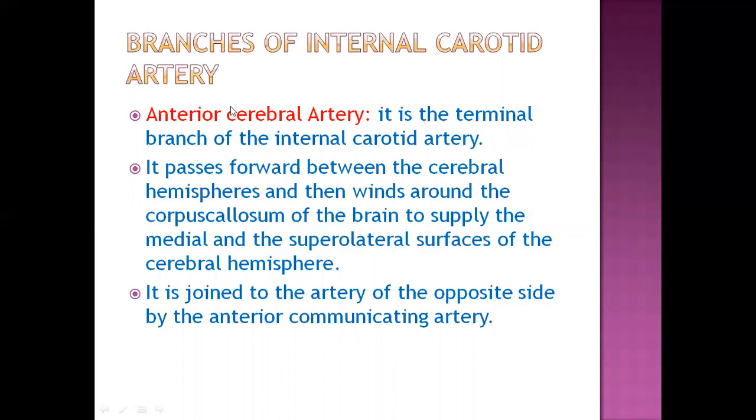This is the anterior cerebral artery. This is a terminal branch of the internal carotid artery. It passes forward between the cerebral hemispheres. Then it winds round the corpus callosum of the brain to supply the medial surface of the brain and a very small strip of the superolateral surface of the cerebral hemisphere. I will show you everything in a while. It is joined to the artery of the opposite side. That is, these two anterior cerebral arteries are joined with each other by the anterior communicating artery.